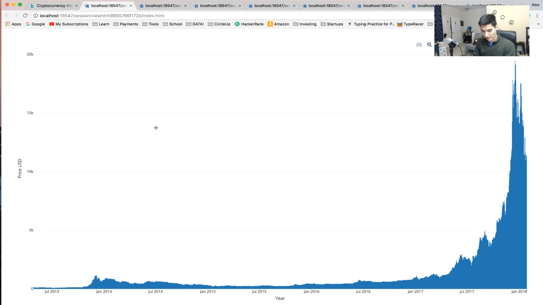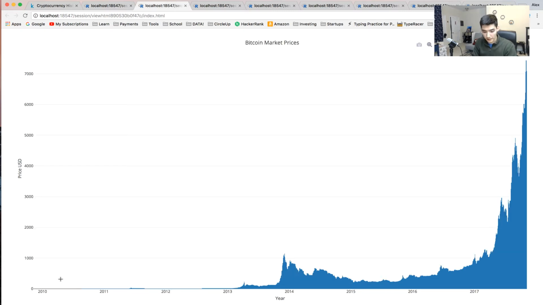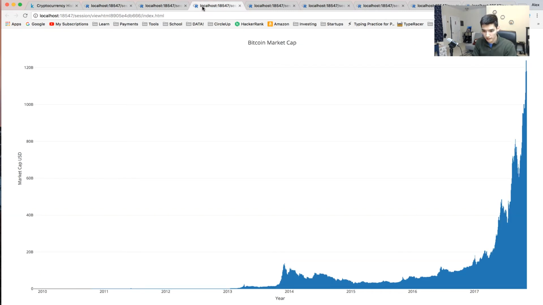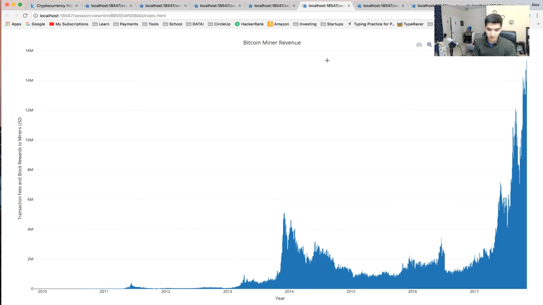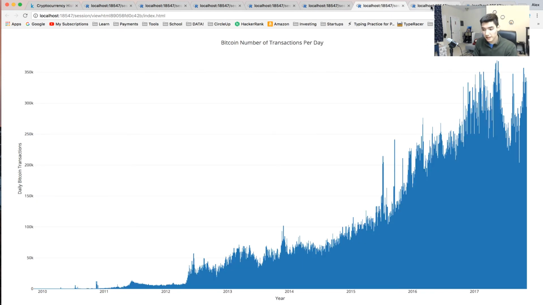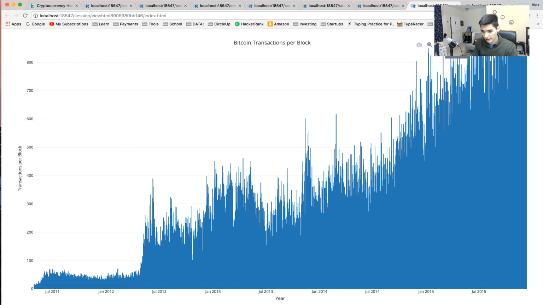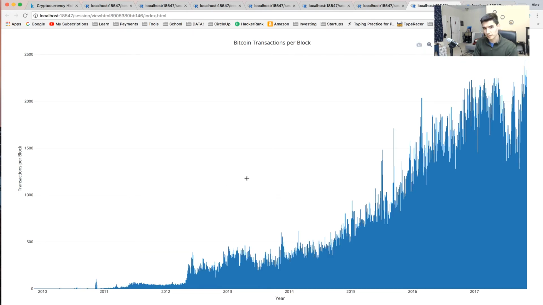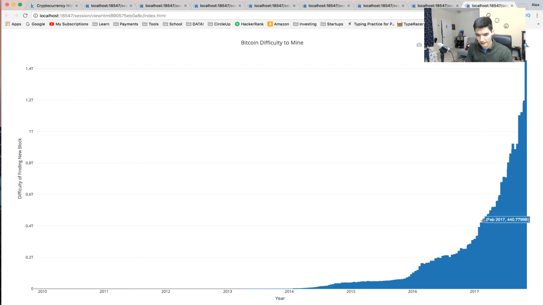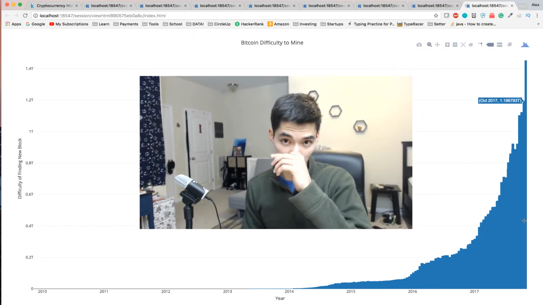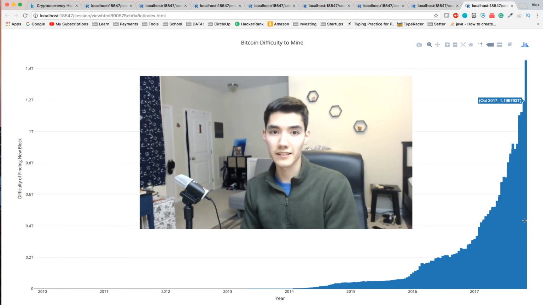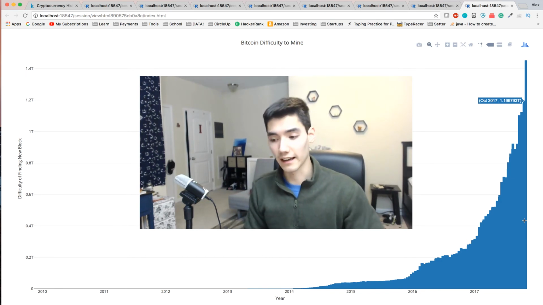So again, here's the market prices. We have some more market prices even back to 2010. The market cap, the Bitcoins that have already been mined, the transaction fees and block rewards to miners, daily Bitcoin transactions, and the transactions per block, and ending with the difficulty to find a new block. So again, I got this data from a place called Kaggle.com. They have open data sets, and I thought this one might be interesting and I might be able to teach you guys something through this visualization.